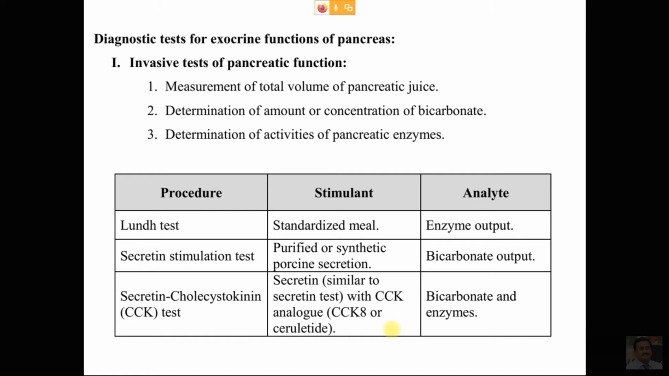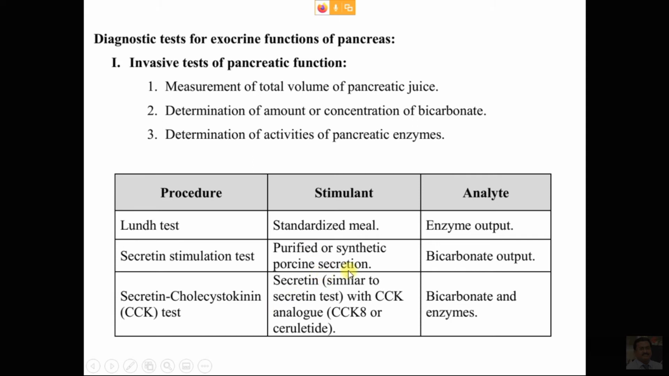So the first test is the Lundh test. Here a standardized meal is given, and they will check the total amount of enzyme produced, and the total enzyme output is also analyzed. Number 2 is the secretin stimulation test. In the secretin stimulation test, a purified or synthetic porcine secretin can be given, and based on that the bicarbonate output can be studied.